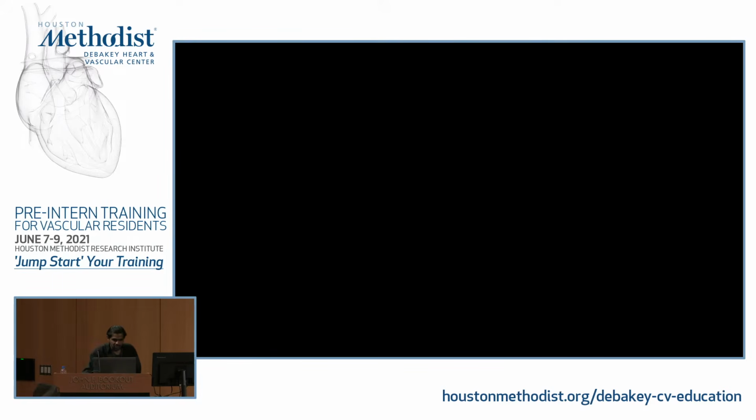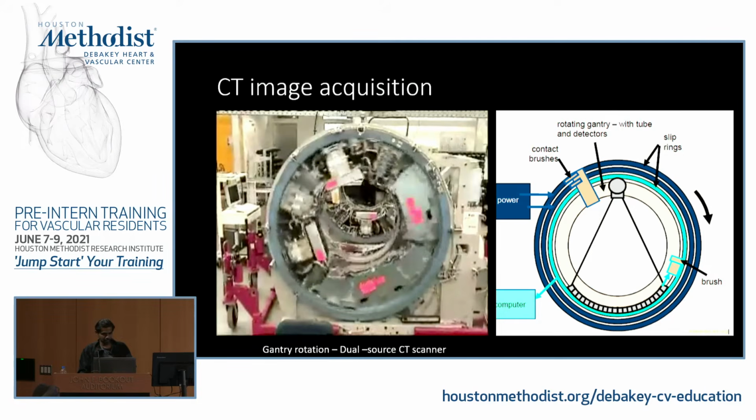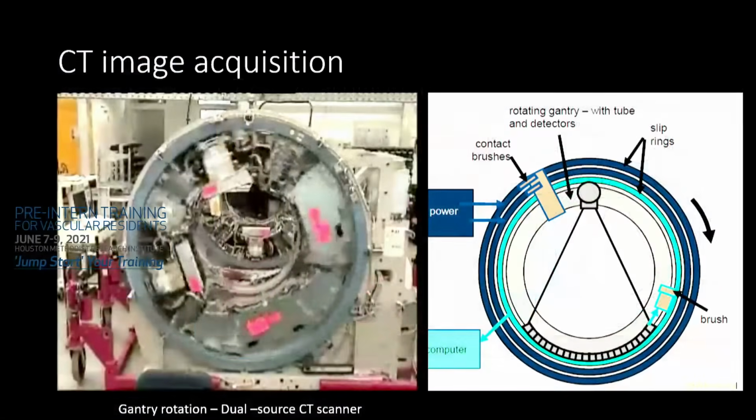So this is the inside of a CT gantry. I'm going to pause here before it gets faster. Can anyone here identify where the X-ray tubes are in this picture?